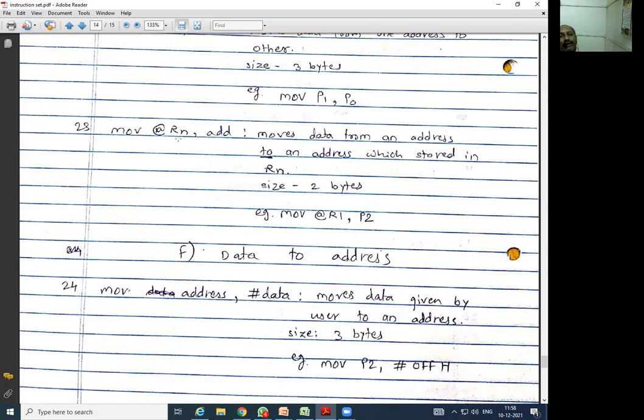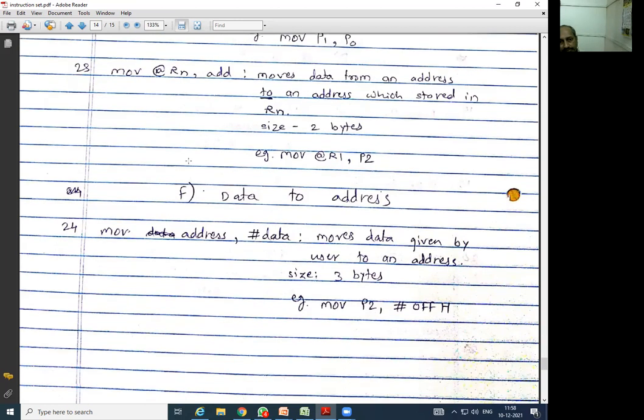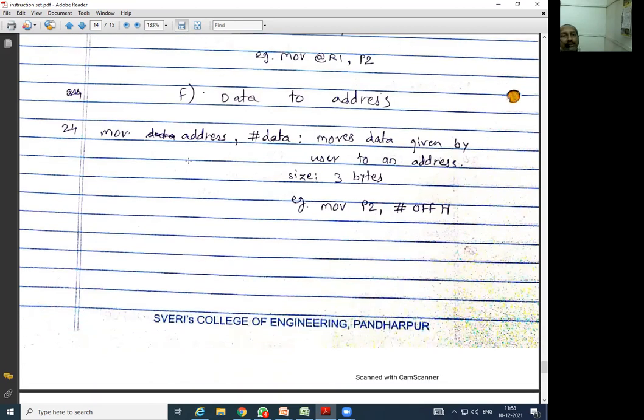Then MOV @RN, address. So again the same thing, that is data from address, it just passes to the address which is stored in register. And the last category, that is data to address. So data to address म्हणजे right side ला data असणार आहे आणि left side ला address असणार आहे. So MOV address, #data. So that is the moves the data given by this user to the address.